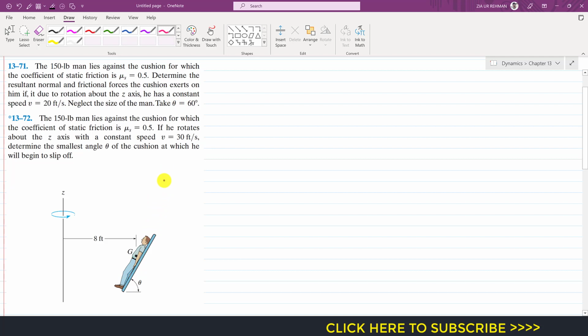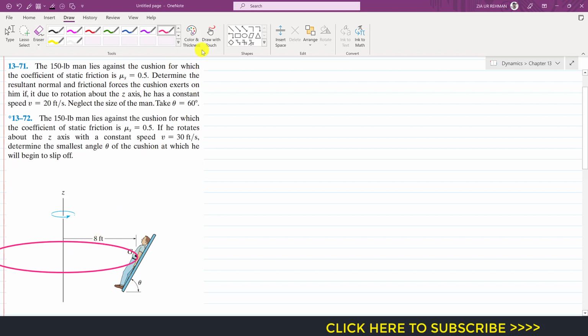So first of all I will find the generalized equation for both of these problems, and then we will put the given data one by one and we will find the solution of both of these problems. As we can see, this man along with the cushion is revolving around the z-axis. If we consider the path like this, the man is rotating about the z-axis in this circular path, and the radius of this circular path is 8 feet.